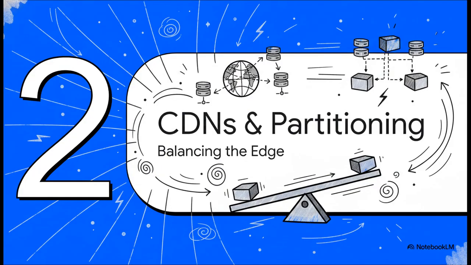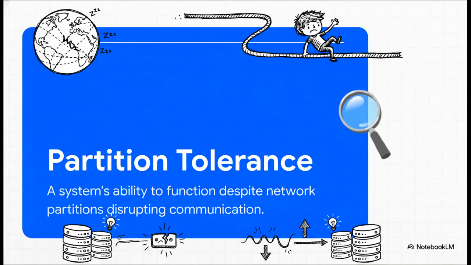Let's move right along to Section 2, CDNs and partition tolerance. This gets into the fundamental physics of distributed systems. If you're building for the edge, you have to respect the CAP theorem. And in a global context, partition tolerance is an absolute mandate. Basically, partition tolerance is a system's ability to keep functioning even when network partitions completely disrupt communication between your nodes. Because in the real world, someone trips on a fiber cable, a switch goes bad, or a BGP route flaps, the network will fail. It's not a matter of if, it's a matter of when.